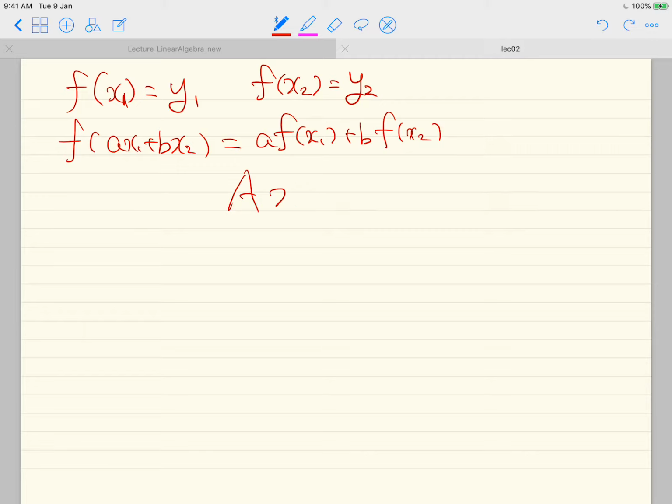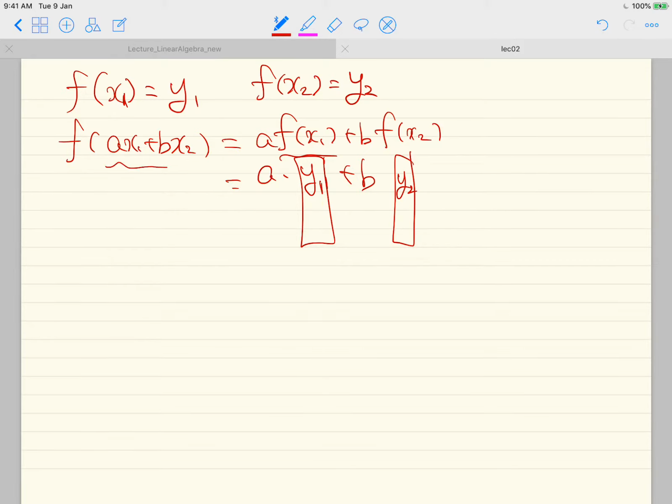Yeah, it's really simple. Almost no one seemed to remember, but I may or may not have taught it. So this guy is y1, right? So we have y1 over here, and b times y2, right?